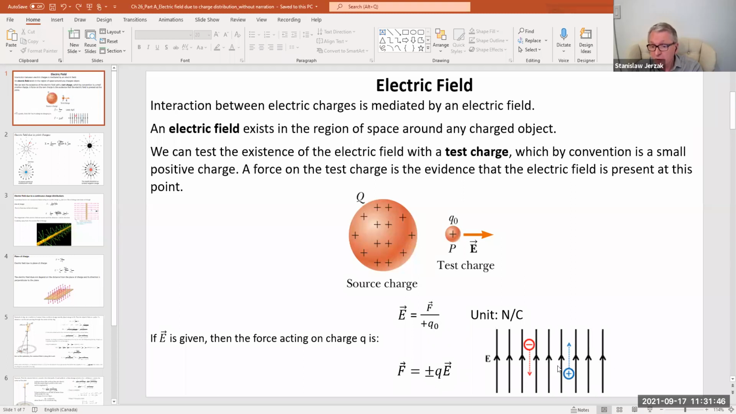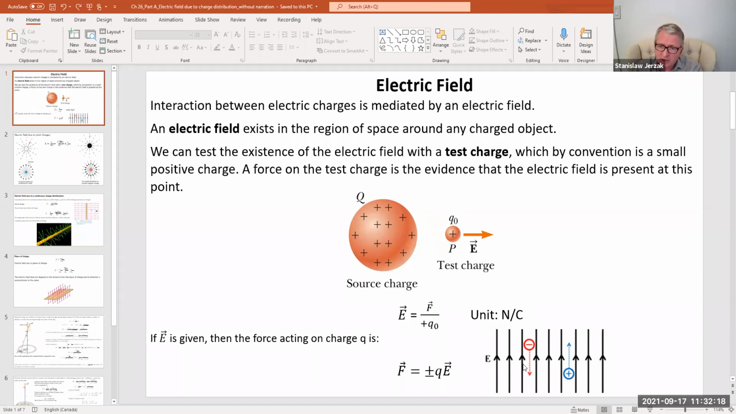And of course, if we put positive charge into electric field, and these black lines represent electric field, if we put positive charge, that blue charge, the force acting on it will be in the direction of electric field, right? Because the force acting on positive charge is in the same direction as the electric field. But if we put negative charge, let's say this red negative charge, the force on it will be in opposite direction to electric field, because electric field is defined for the positive test charge.